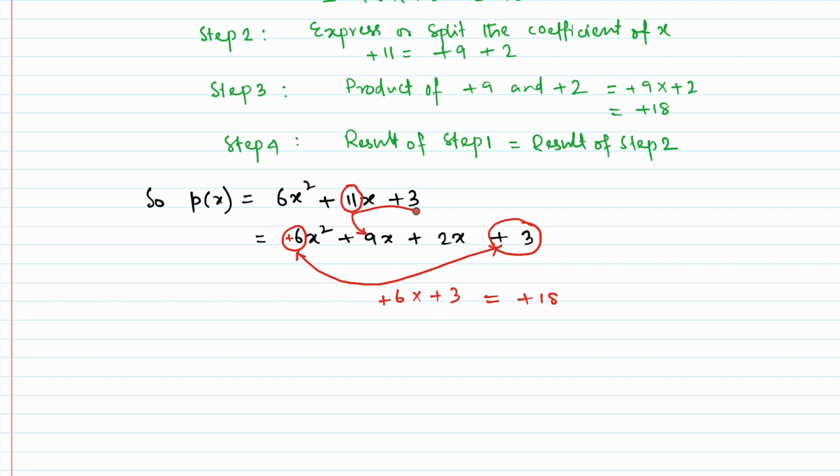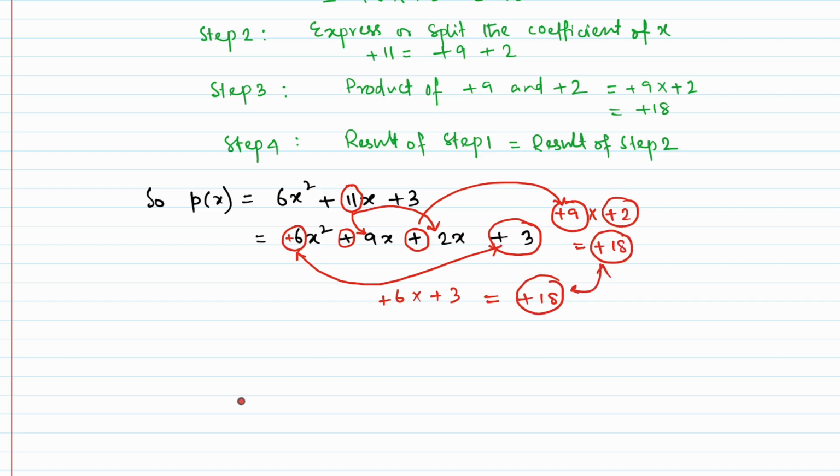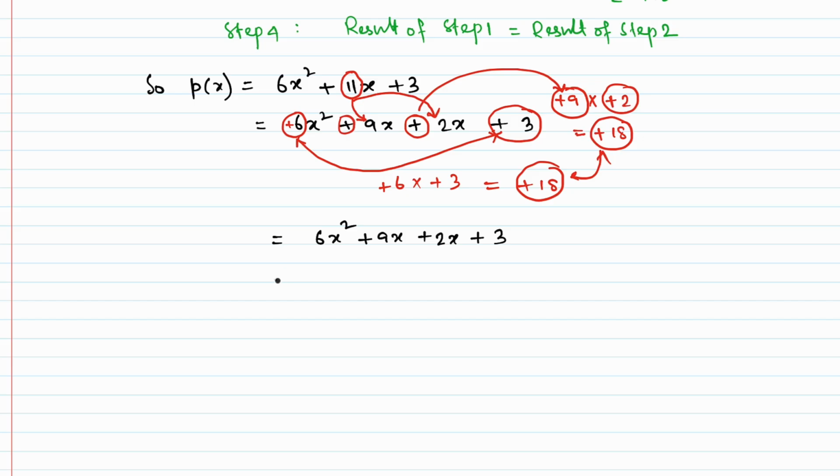We are expanding 11 as plus 9 and plus 2. And if we multiply plus 9 and plus 2, this will give me again plus 18, which are same. So then we are able to factorize this polynomial. So 6x square plus 9x plus 2x plus 3, taking 3x common, 2x plus 3 and 1 common, 2x plus 3. So 2x plus 3 into 3x plus 1.